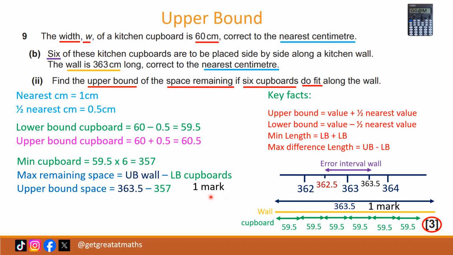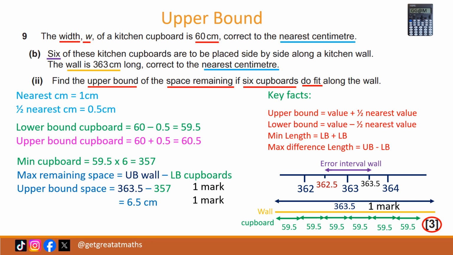So we've got 2 marks so far out of 3. The third mark comes from working out the answer to this, which is 6.5 centimetres, and this is worth 1 mark. You're allowed a calculator, so you can literally just type those values in the calculator to get your answer. This is where the 3 marks were awarded.